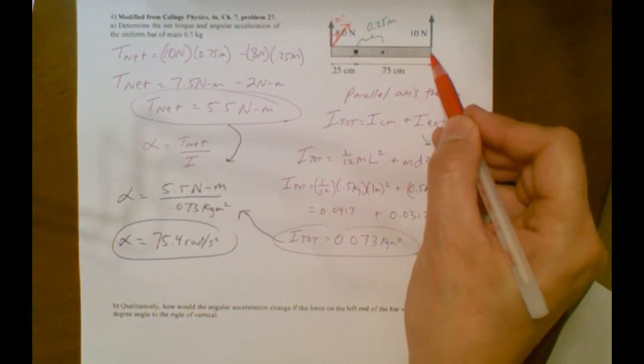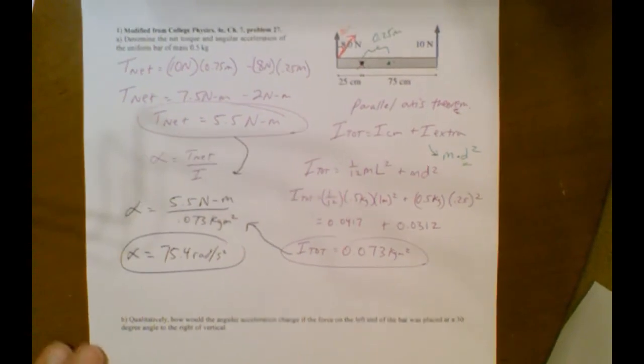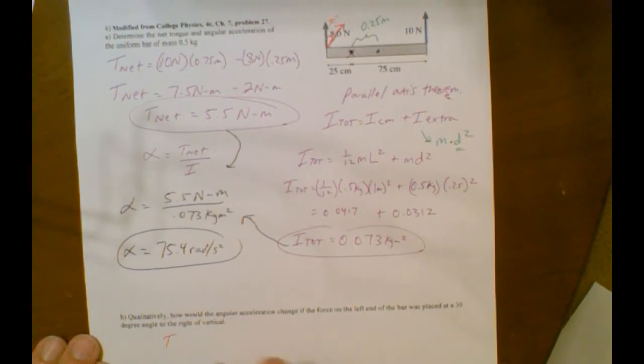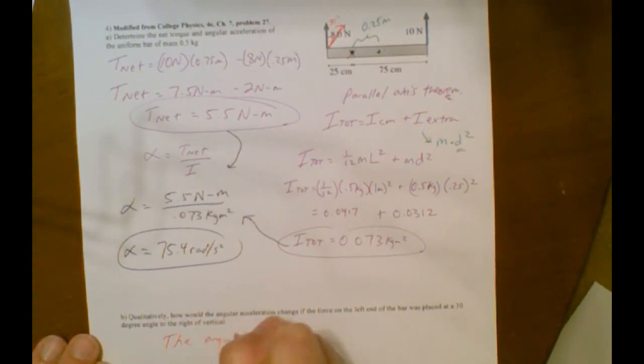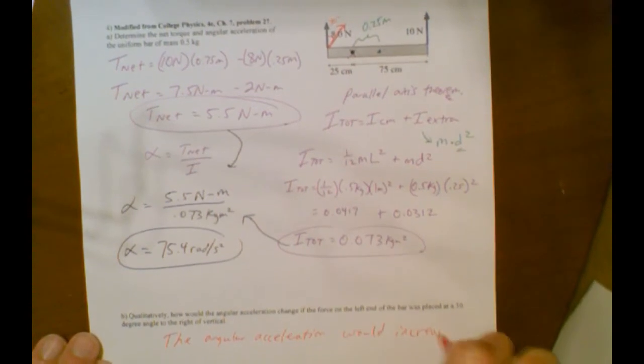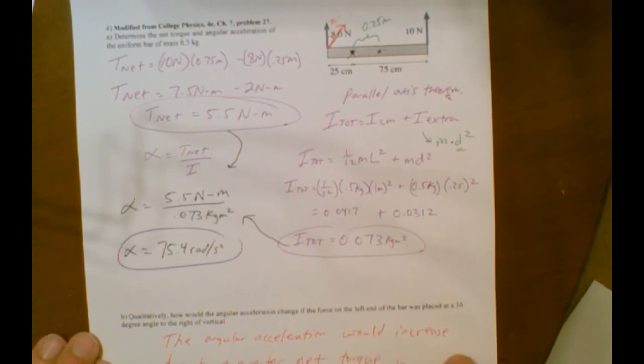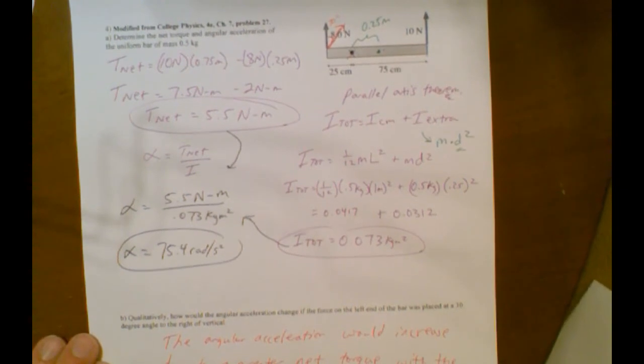So overall, qualitatively, how would this acceleration change? Well, this torque is the same. This torque is less. So our net torque would increase. Our moment of inertia would not change. So how would it change? It would increase, due to a greater net torque with the same moment of inertia.